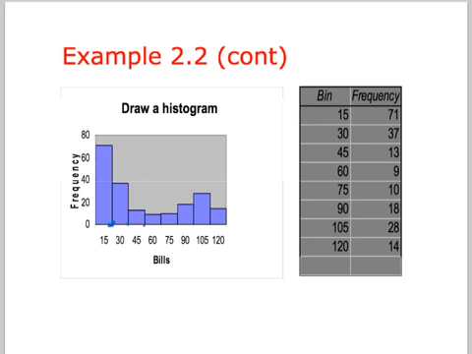On the y-axis, you've got your frequency. Okay? Effectively, the frequency here is the number of customers. Number of customers that are spending 0 up to $15, 15 up to $30, and so on. This is what we call a histogram.